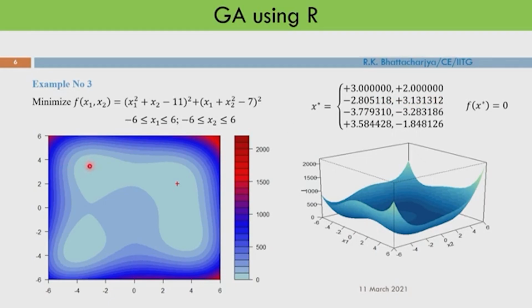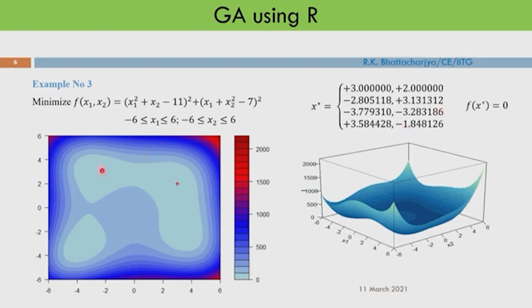So, that is on the second quadrant, and then there is another solution at the third quadrant, that is minus 3.779310 and minus 3.283186. So, that is on the third quadrant, and you have another optimal solution, and that is on the fourth quadrant, and the solution is 3.584428 and minus 1.848126. So, there are 4 optimal solutions, and the function value at all these optimal points is 0.